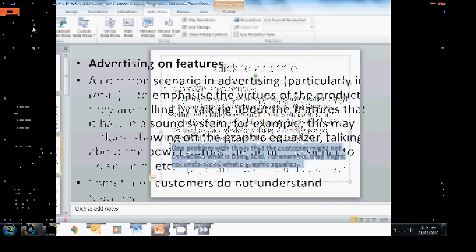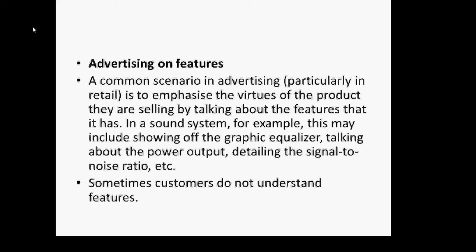Okay, advertising on features. Features are the same as attributes, right? So features are attributes. A common scenario in advertising is to emphasise the virtues of the product they're selling by talking about the features that it has. In a sound system, for example, this might include showing off the graphic equaliser, talking about the power output, detailing signal noise ratio. Sometimes customers don't understand the features.